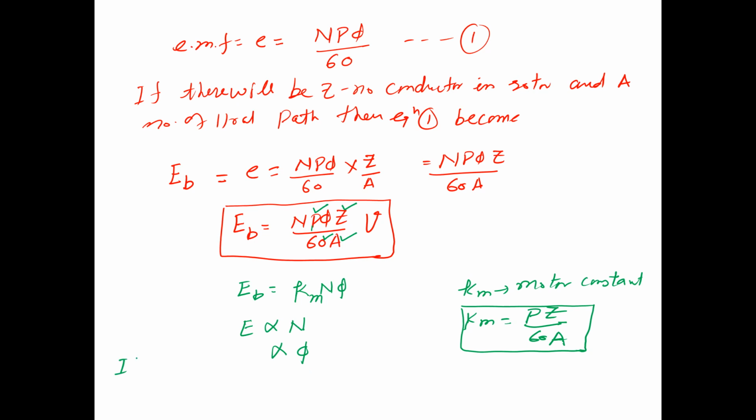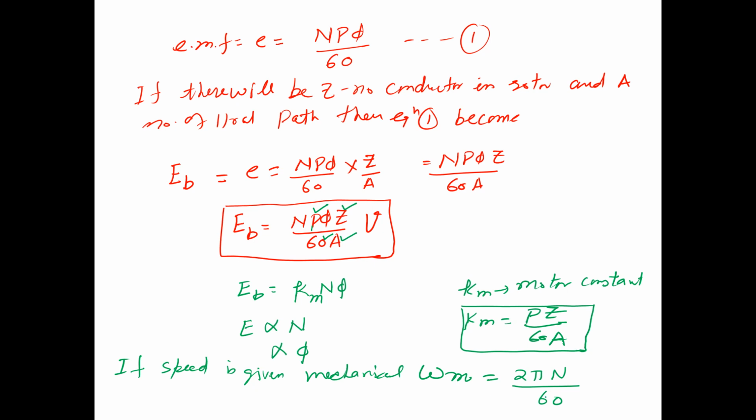But sometimes the speed may be given in mechanical speed, because we get power on a shaft, which is mechanical. If it is in mechanical speed, it is equal to omega of m, and this omega of m is nothing but 2 pi N by 60.